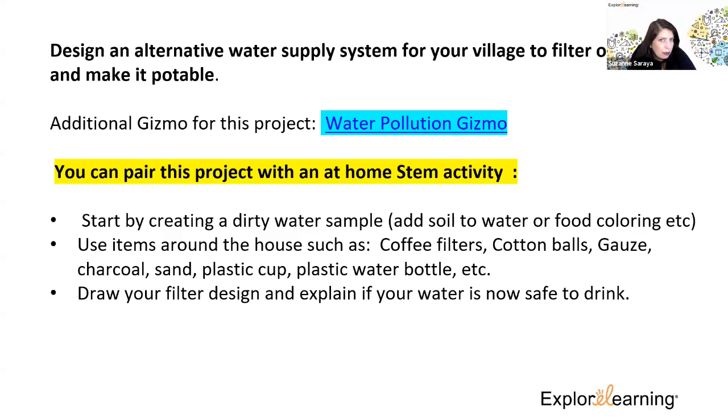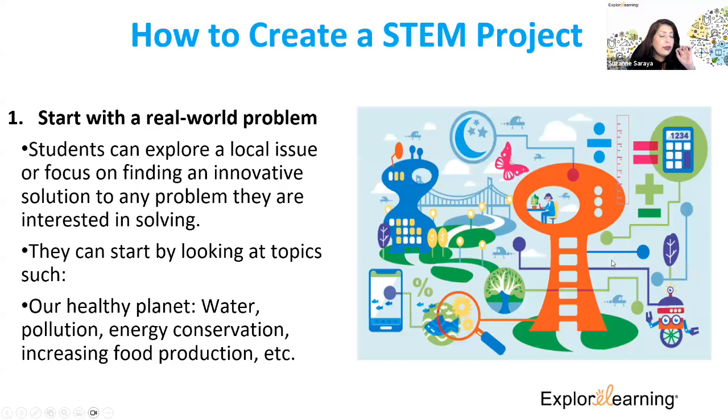So when we think of a STEM project, there are a few steps we have to follow. We have to start with a real world problem so that they can look at topics that are important for them, like our healthy planet, energy conservation, increasing food production. And you can look at it as a whole, big concept, and then bring it down to what is interesting and important to you in your backyard.